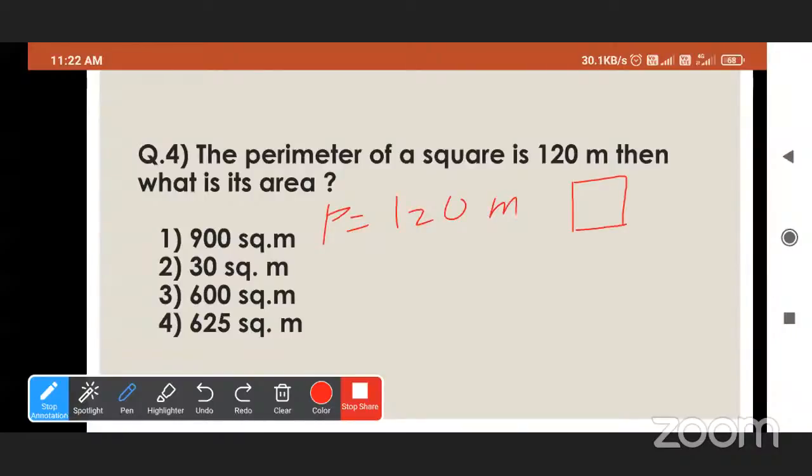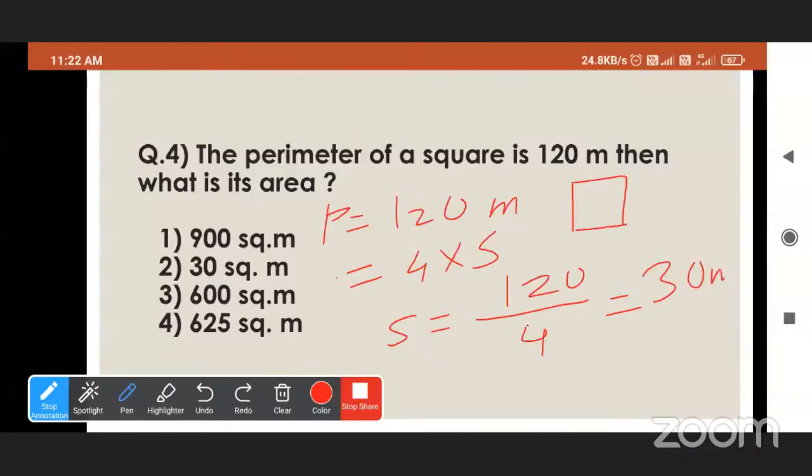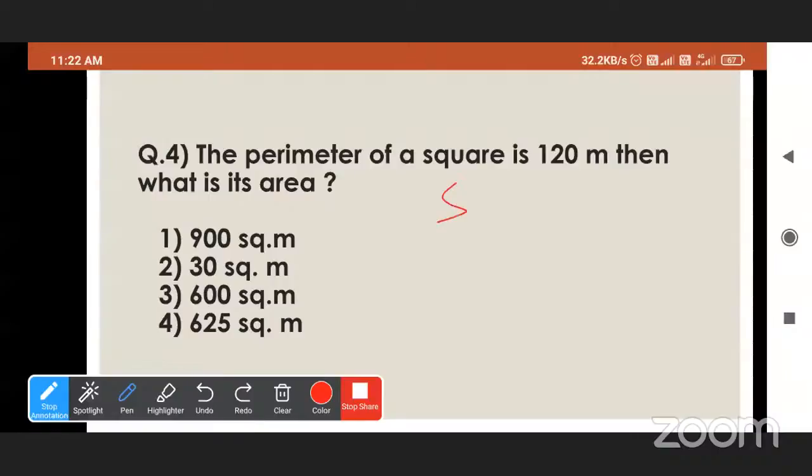The perimeter of a square is P equals 4 multiplied by side. So the side of the square is 120 divided by 4. Now do the division. It's 30. Okay, this is the length of a side of the square, that is S equals 30.